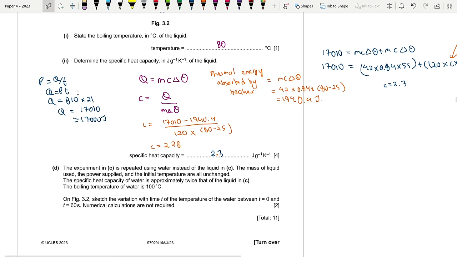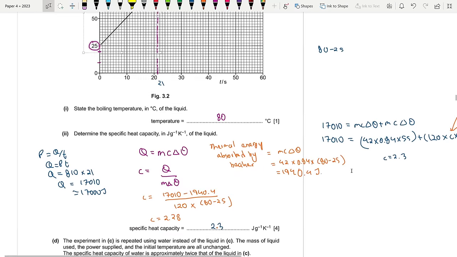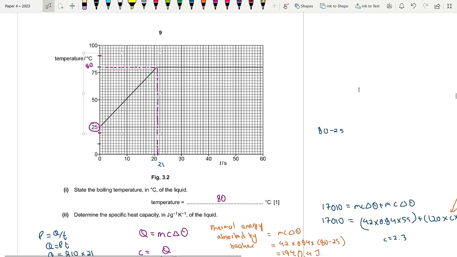Okay. First things first, the horizontal section will not be at 80, rather it will be at 100. That is one marking point. It will be horizontal at 100. Also, it will be a straight line starting from, what was the initial temp? 25. And then it will go to 100 and become horizontal.